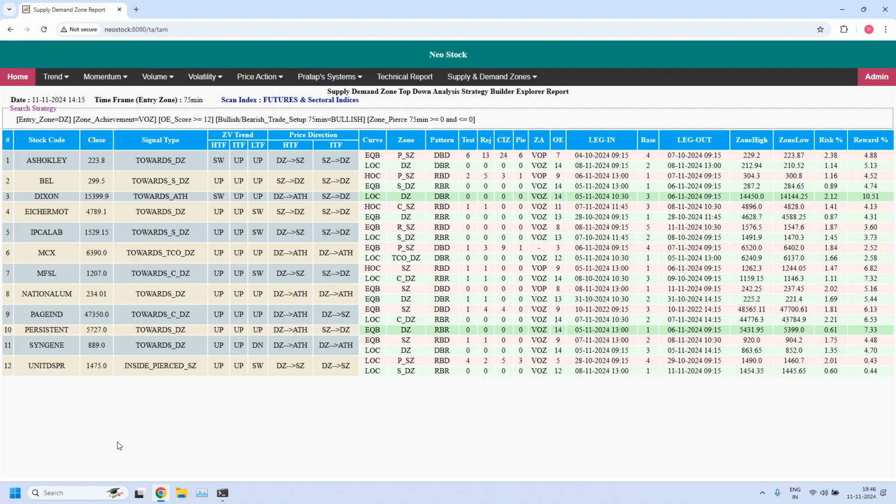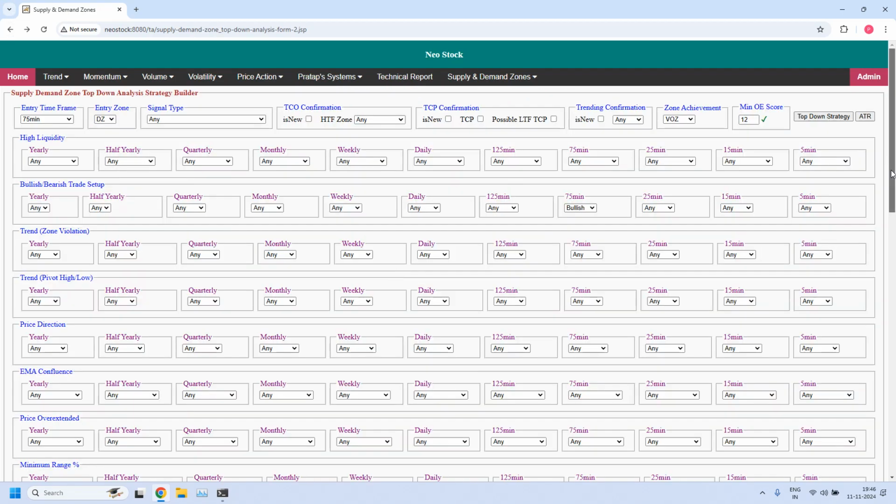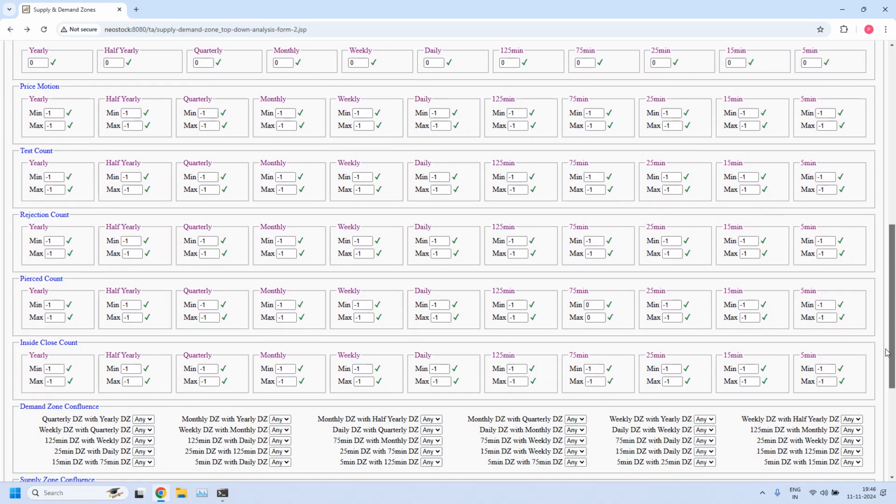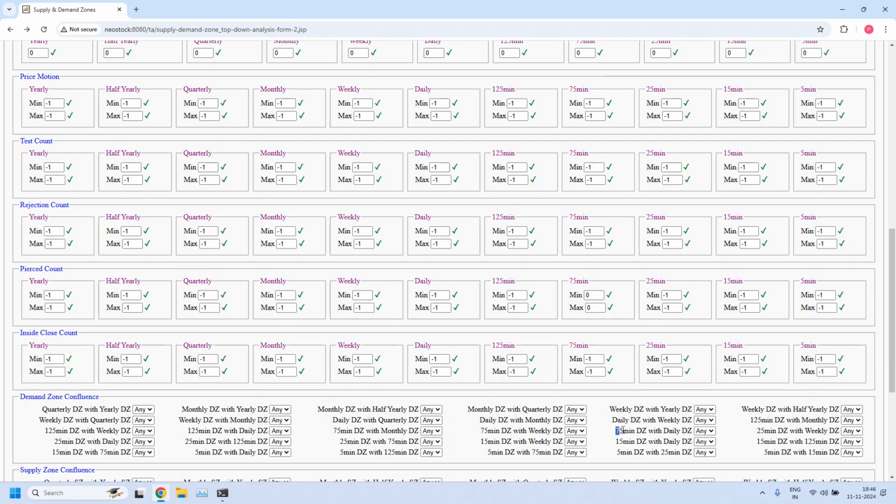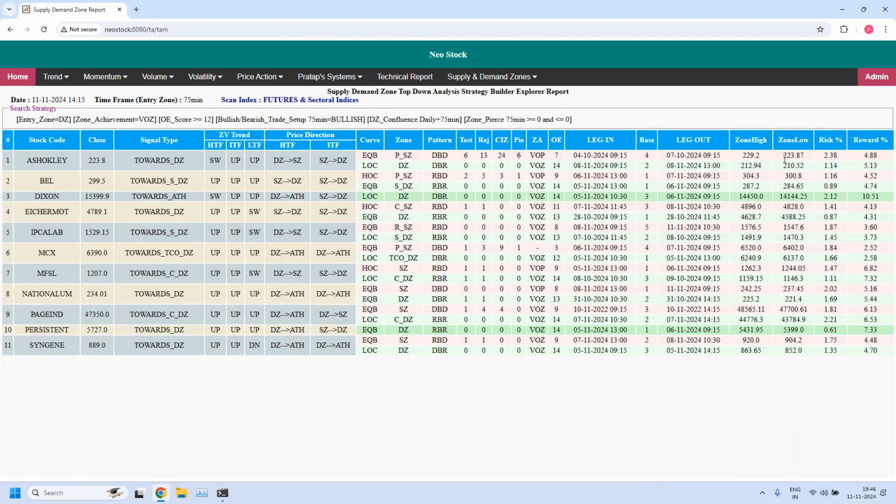Out of these 12, there could be some high probability setup stocks available. We can filter based on LTF and ITF demand zone confluence. That is 75 minutes demand zone with daily demand zone confluence. So I am enabling the filter 75 minutes demand zone with daily demand zone confluence. With this filter, we got 11 stocks. In all these 11 stocks, the 75 minutes entry zones are part of the daily zones, and daily trend is uptrend.